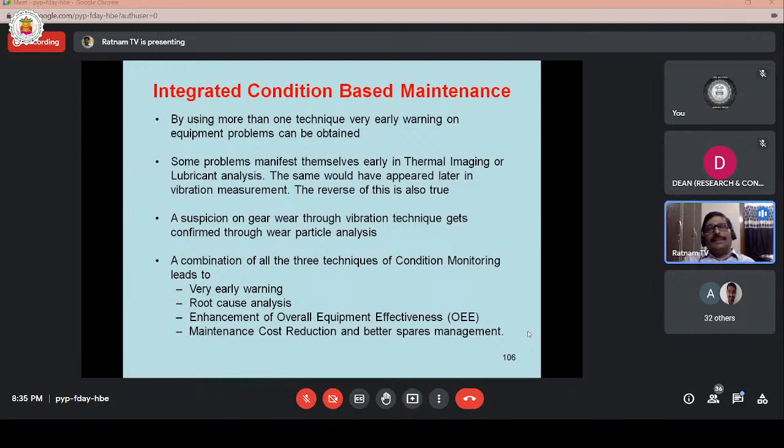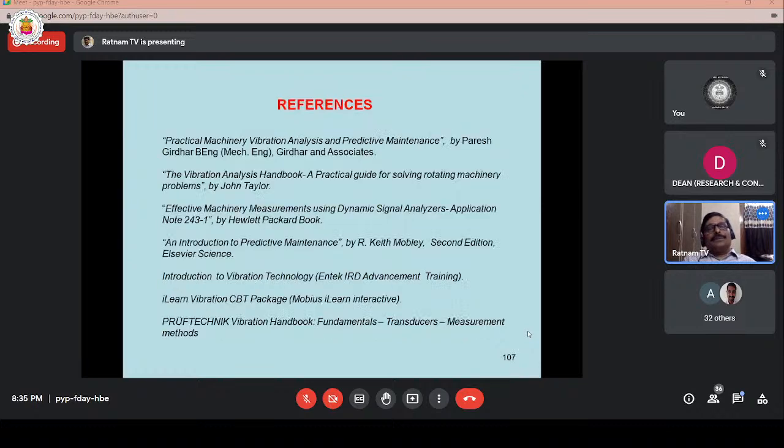The combination of all these three techniques of condition monitoring leads to very early warning, root cause analysis, enhancement of overall equipment effectiveness, maintenance cost reduction, and better spares management. These are the references that you can go through.